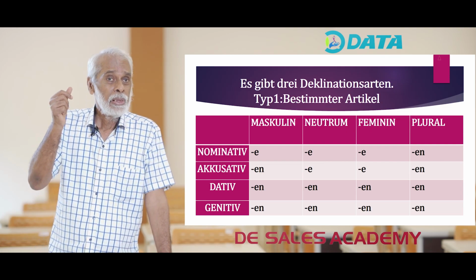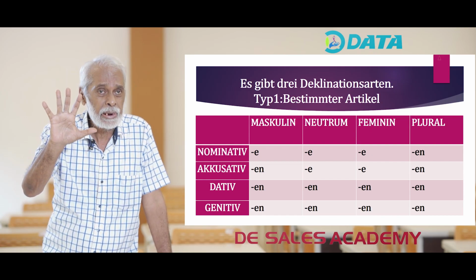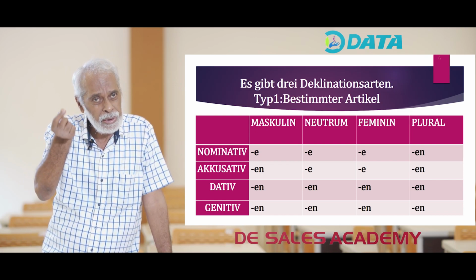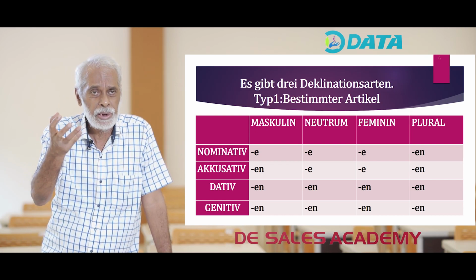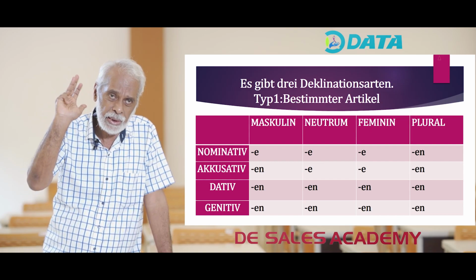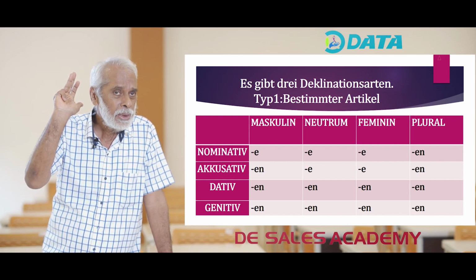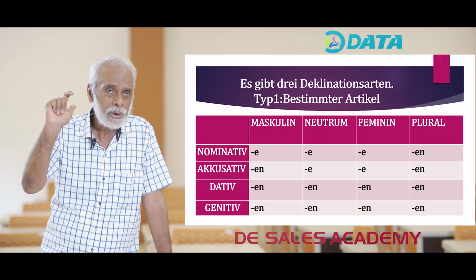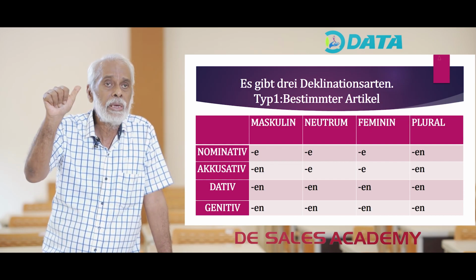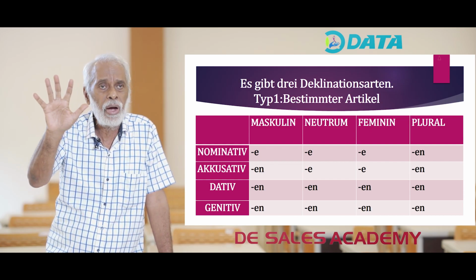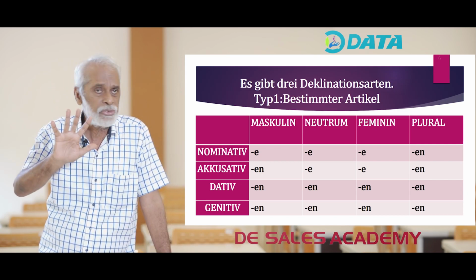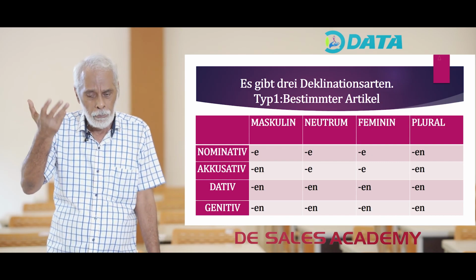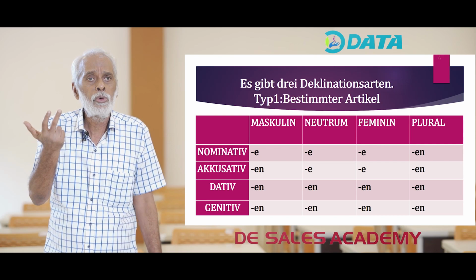You see, there are only 5 declinations. There are only 5 different forms of adjective declinations. There is an E, there is an EN, there is an ER, there is an ES, and there is an EM. There are just 5 endings. That's all. And if you look at it, you can master the adjective declinations in 1 or 2 hours.